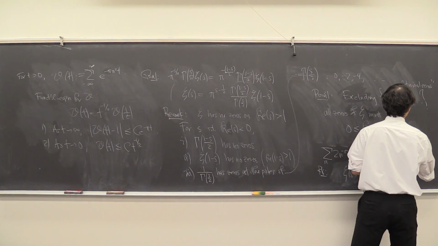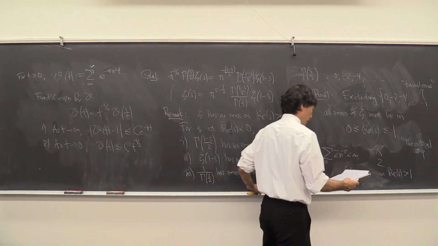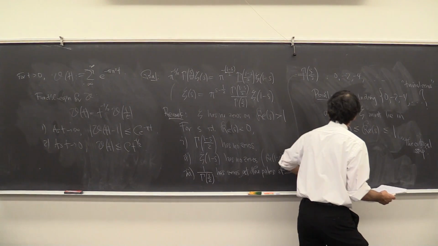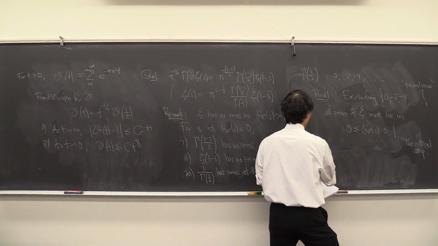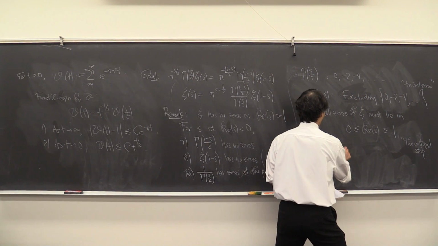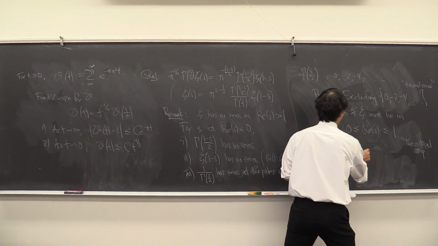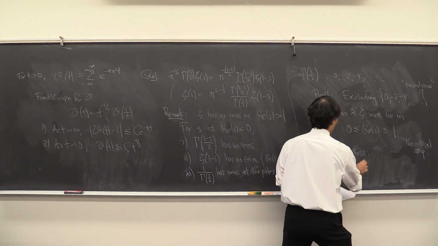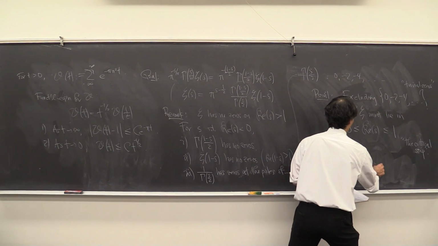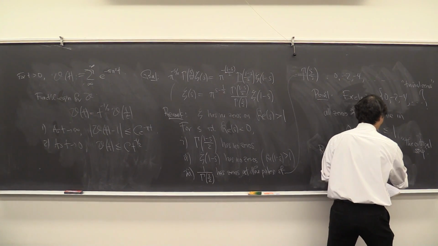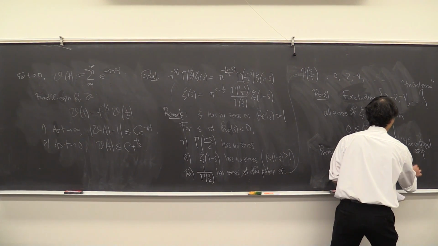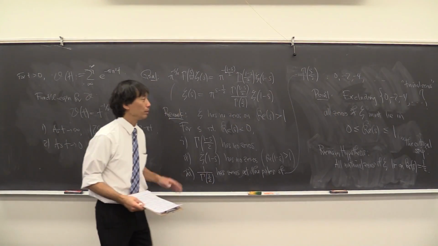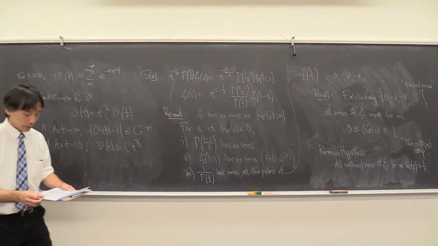Okay, and that leads us to, we can state the Riemann hypothesis. That says that, in fact, all the non-trivial zeros of zeta lie on the line where the real part is equal to half.